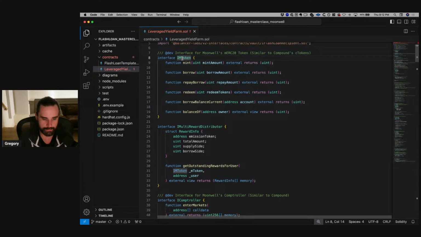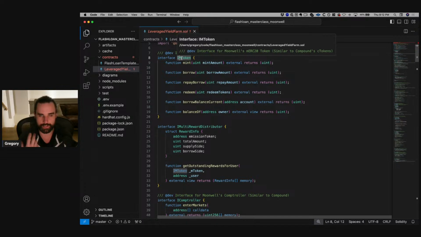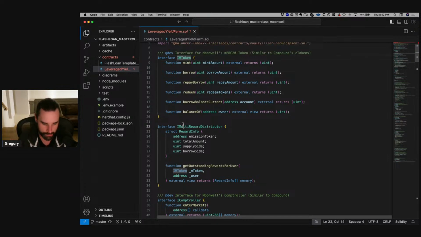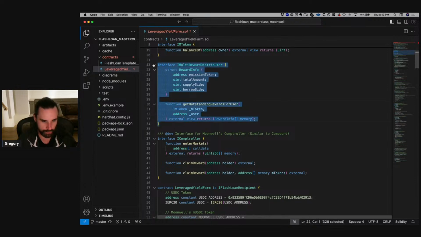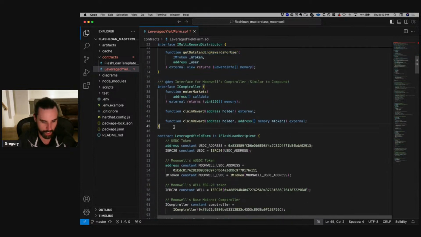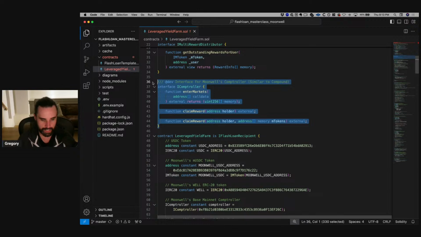So IMToken, the I stands for interface and M is the Moonwell token. Whenever you get Moonwell USDC back, that's an M token. That's the interface for those, because you mint, borrow, and repay borrow with an M token. That's the protocol. We have this interface for the multi-reward distributor, which is basically who pays you the Moonwell tokens. We've got the comptroller interface, which lets you enter the markets so you can say, I want to start lending and borrowing on the USDC market. It also lets you do things like claim the rewards.